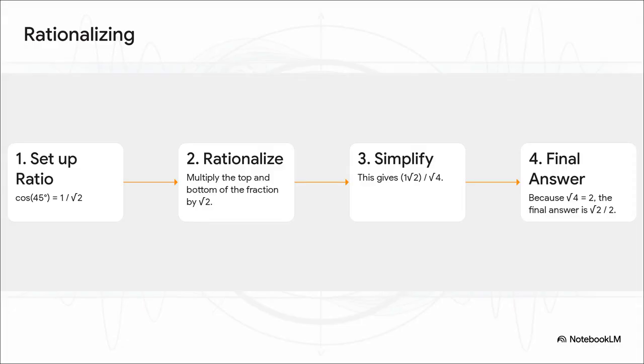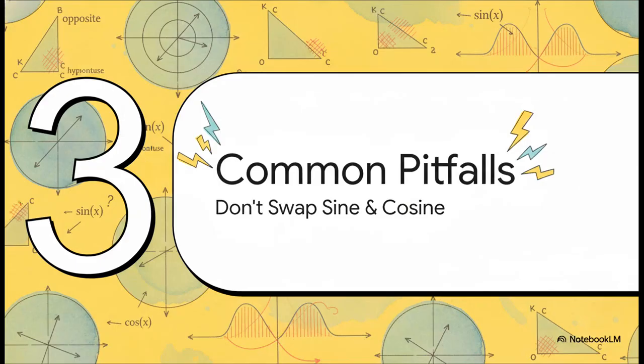Okay, so if you're at either 45-degree angle, the adjacent side is 1 and the hypotenuse is the square root of 2. So that gives us the ratio 1 over the square root of 2. Now here's a little rule in math. We really don't like leaving a square root in the denominator, the bottom of the fraction. So we rationalize it. All that means is we multiply the top and bottom by that square root of 2. This gives us the square root of 2 on top and the square root of 4 on the bottom. And since the square root of 4 is just 2, our nice, clean final answer is the square root of 2 over 2.